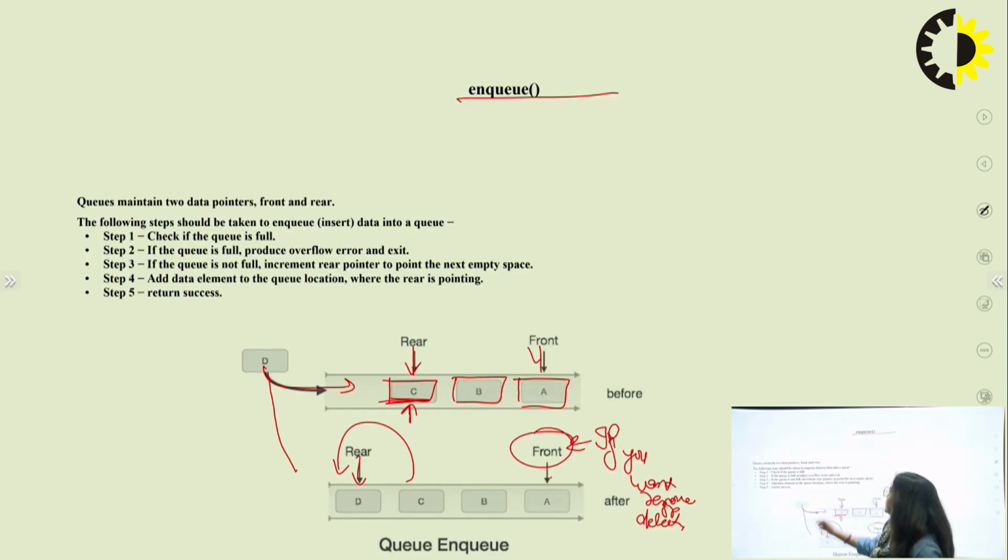So these are the steps. According to the first step, check if the queue is full. First is check, meaning you define the size. Firstly, you define a size for the queue, like your size is 4.